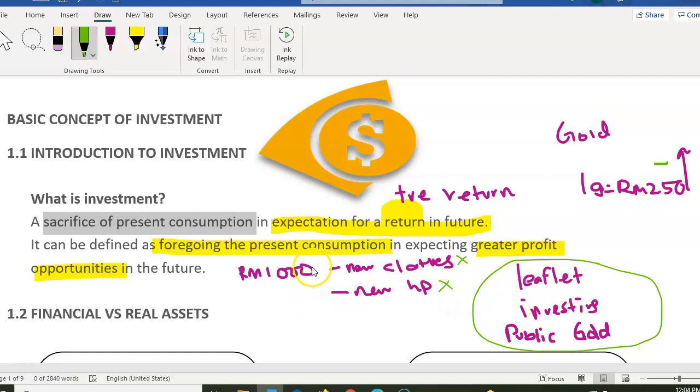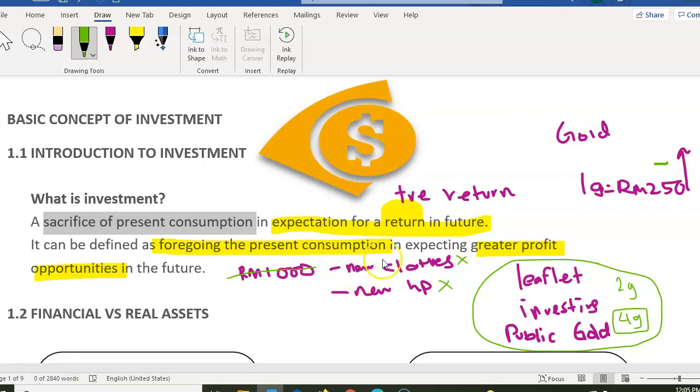So instead of using the whole 1000 today, you use this 1000 to buy gold, for example 2 gram, or maybe you fulfill all the 4 gram of the public gold and you wait. If you buy the new clothes and new handphone, of course the amount of 1000 will be forgone.